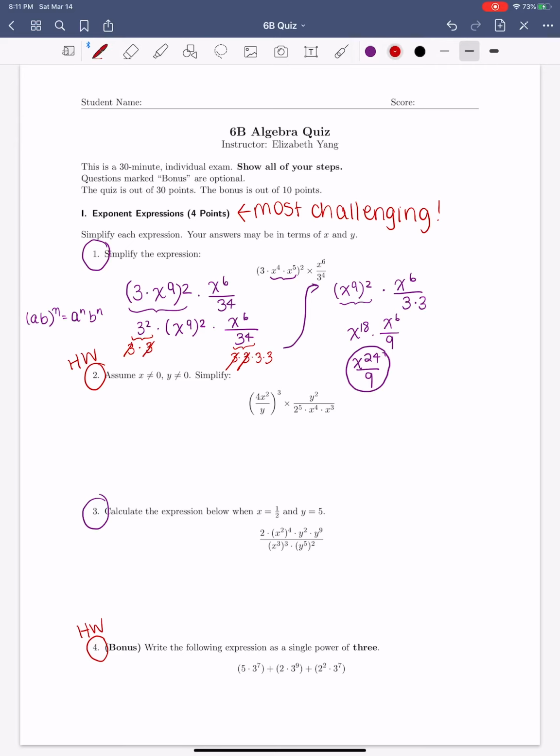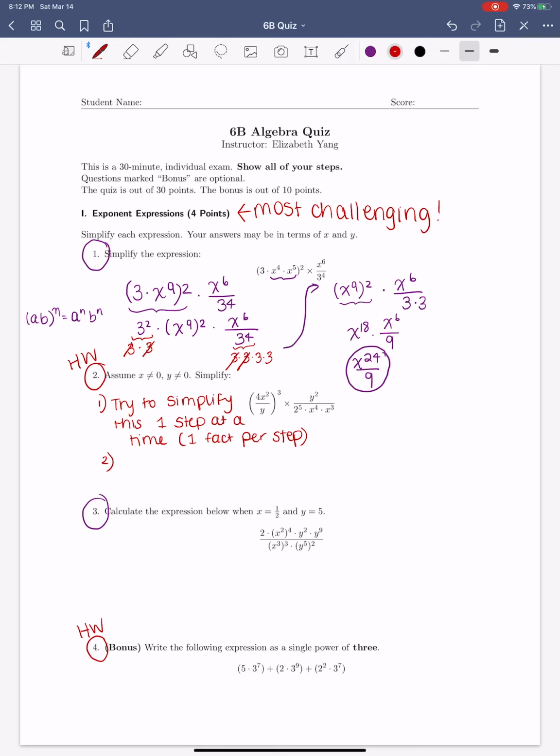So for number 2, again, I'm assigning it for homework, but we're going to use the same general principles. So first, the first tip I'll give is to try to simplify this one step at a time. And the general rule of thumb is one fact per step. Again, it's not a hard rule, but this will definitely prevent a lot of errors.